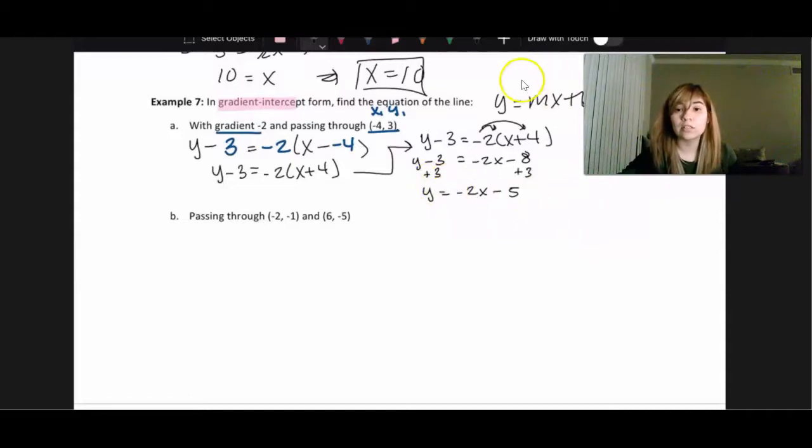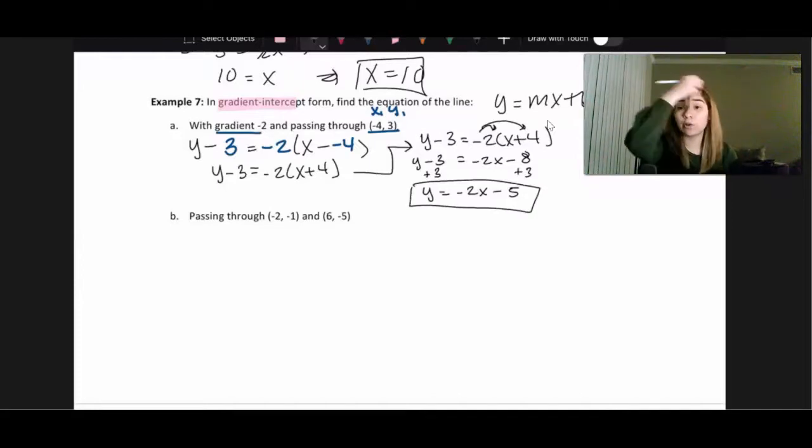And now, notice it's in gradient-intercept form. I keep having to remind myself it's gradient, not slope. So you're done. Same thing as you did before, you're just converting to a different form. Whichever method you use, whether the method I use in part A or part B, it doesn't matter, you'll get the same answer regardless. But I do want to show you two different ways you can do it.